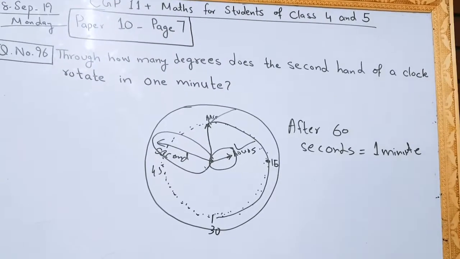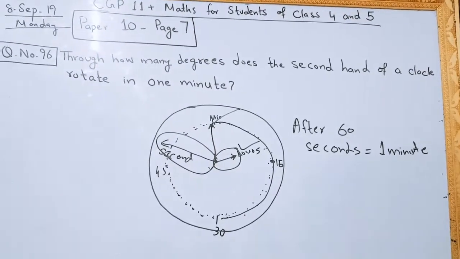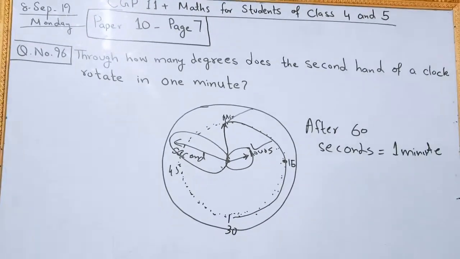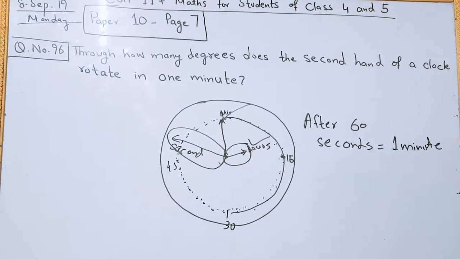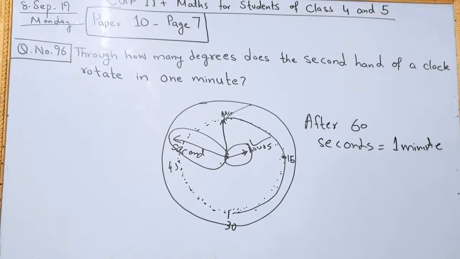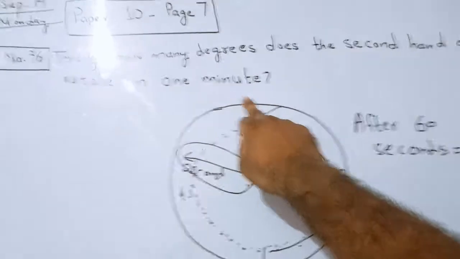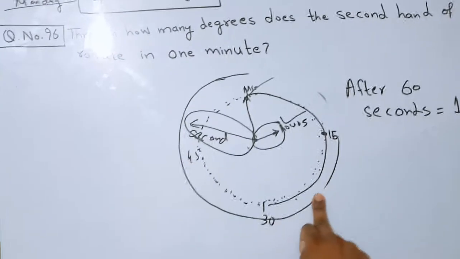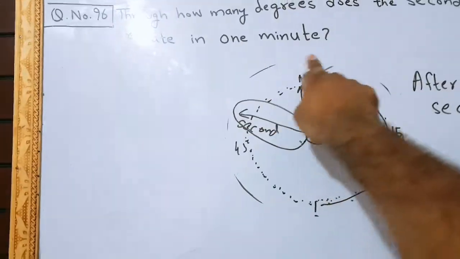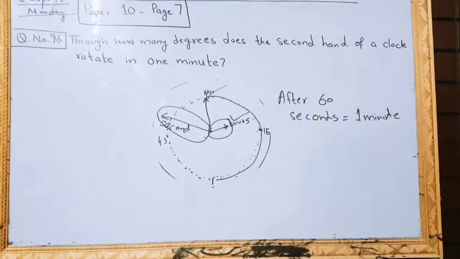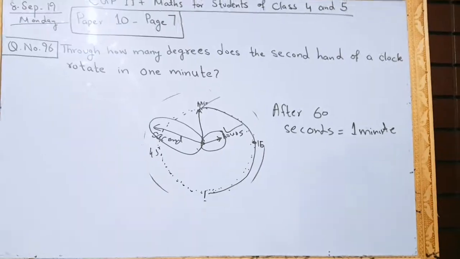So you see that the whole circular movement of the second hand within 60 seconds, 1 minute, was 360 degrees, because the whole circular movement from here to here then here is called the 360 degree movement. So the answer is 360 degrees.